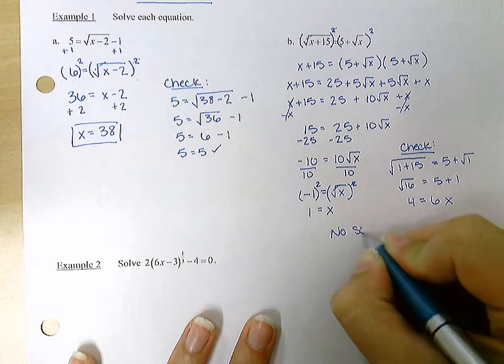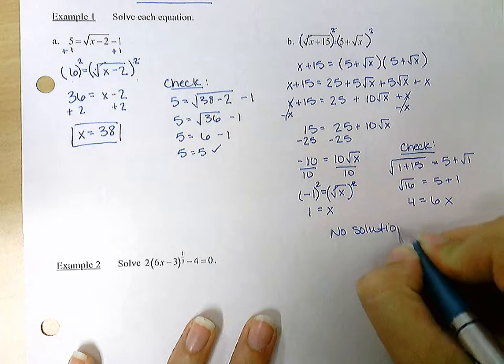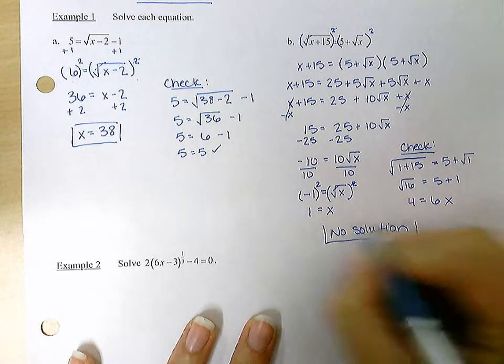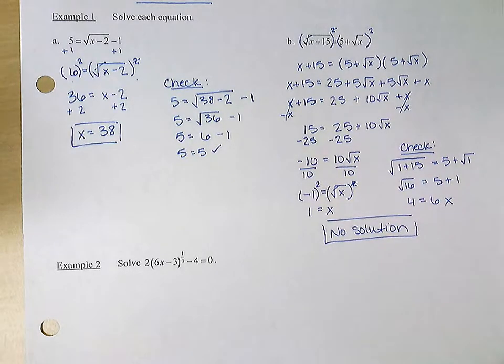Okay, so we don't have a solution. So that's why I don't want you to circle or box x is equal to 1 right away. You need to check to make sure it works because this one did not.